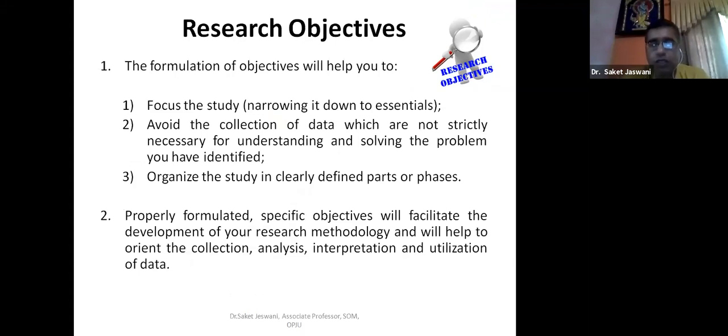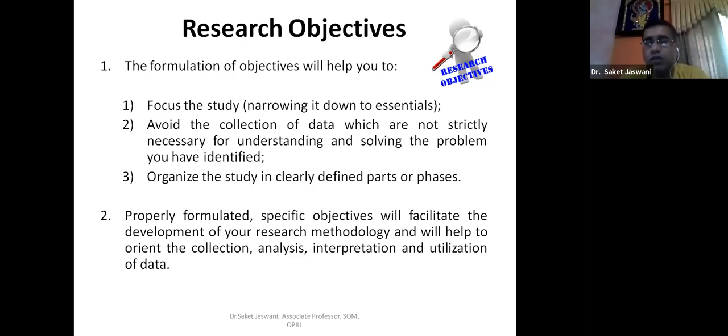Okay, so there were two research questions: which course is best for you and which university is best for you. So the objectives will be to analyze the best course for postgraduate studies, to identify the best course for your postgraduate studies. This is the first objective, and the second objective is to identify the best university in the Mumbai region. Okay, so this is the second objective. So here the question mark has been removed and a statement has been generated: to identify, to analyze, to study, to understand.